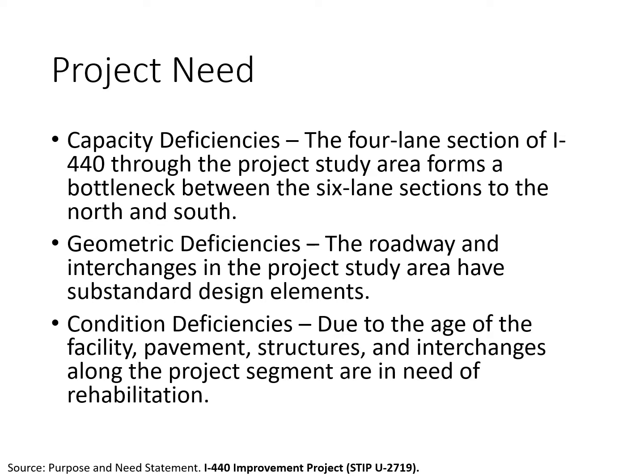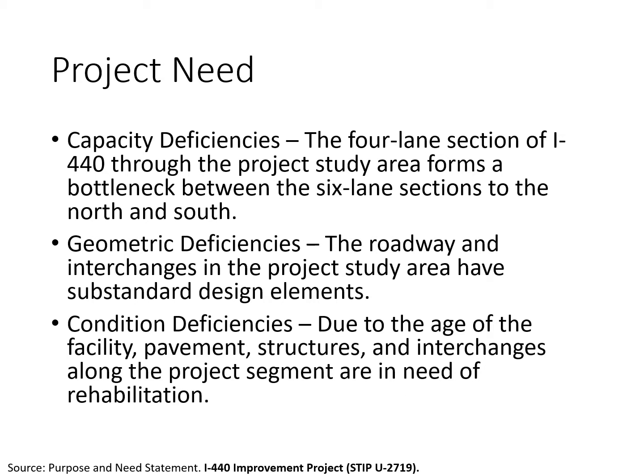So this is a 4-lane section of an interstate highway. It's a loop around Raleigh, or really kind of a bypass, because it only goes on the northern section of Raleigh, leaving I-40 and then reconnecting with I-40. And this is known as a capacity deficiency area, where there's a 4-lane section that connects to 6-lane sections to the north and the south.